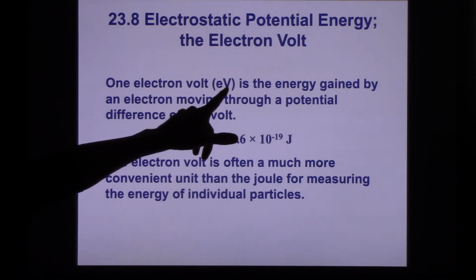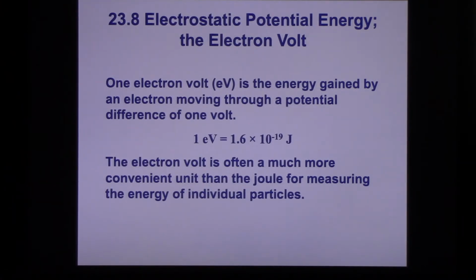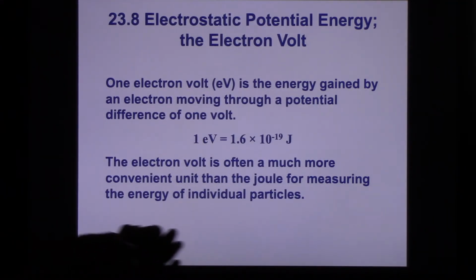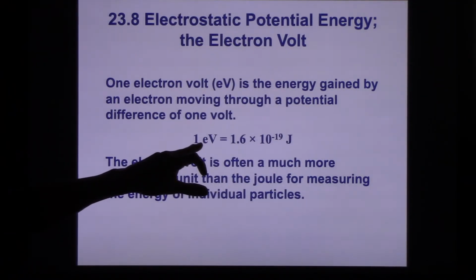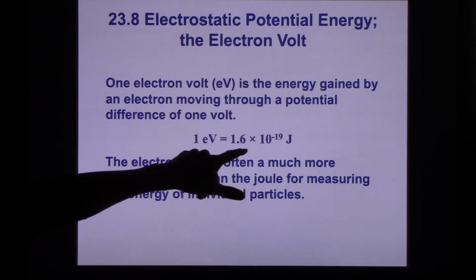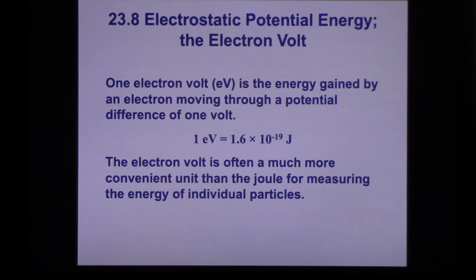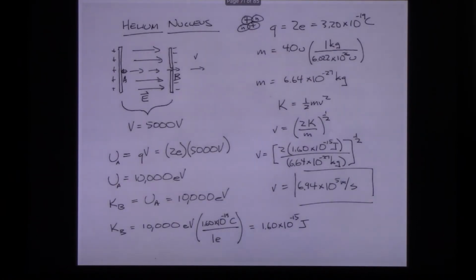EV is a really handy unit because if I have an electron or a proton, they each have the same amount of charge. And so if I have an electron moving through a potential of 1 volt, I can say that that potential energy represents 1 EV, which would be the charge of the electron times a volt, which gives me 1.6 times 10 to the minus 19 joules. Let's look at an example of using this unit.